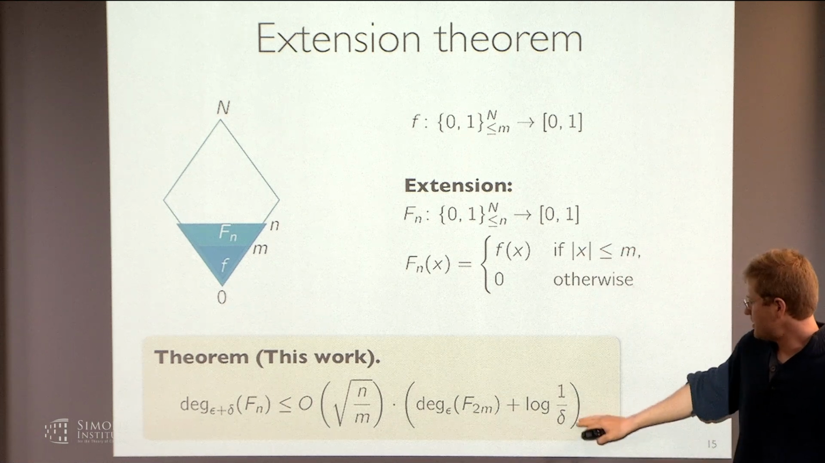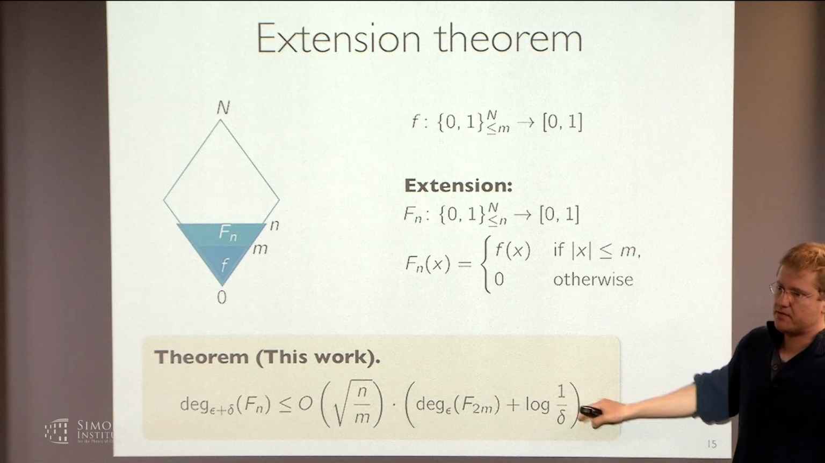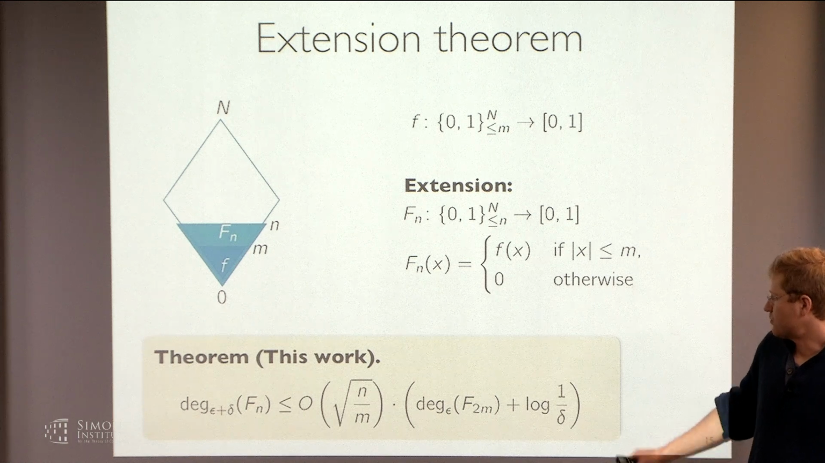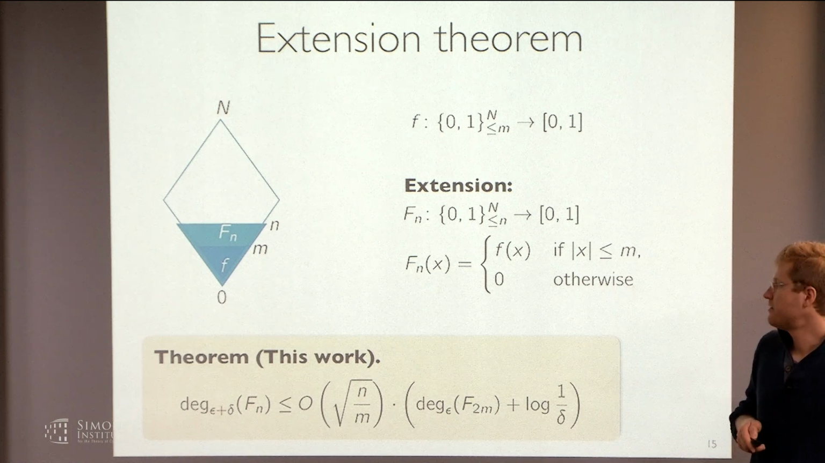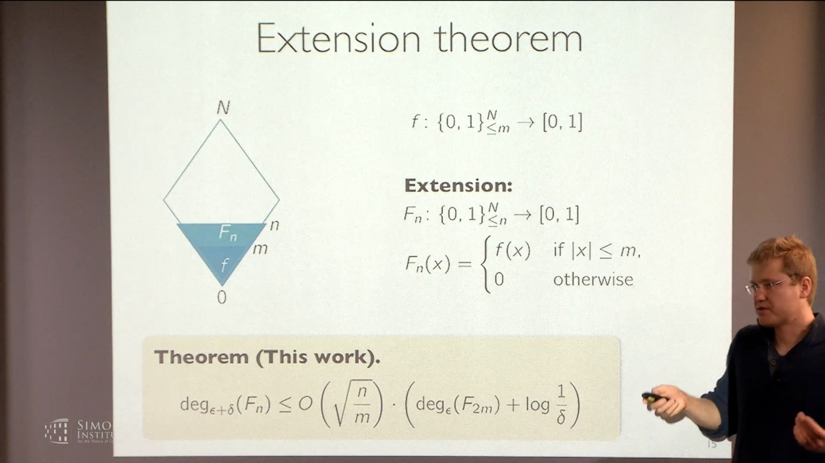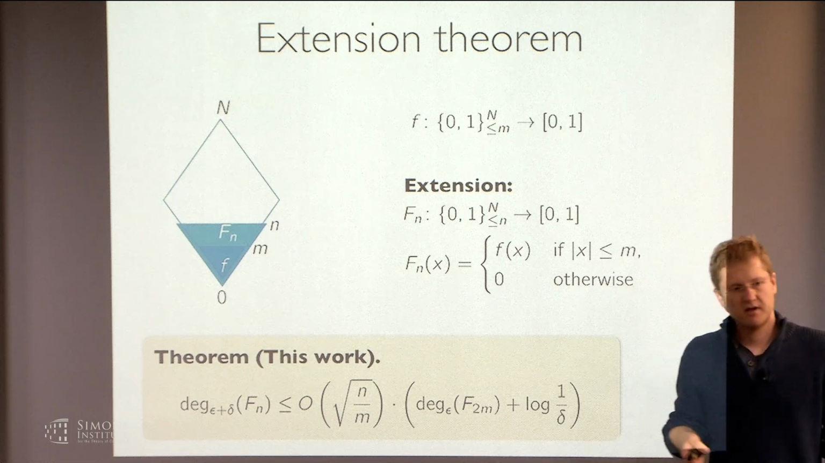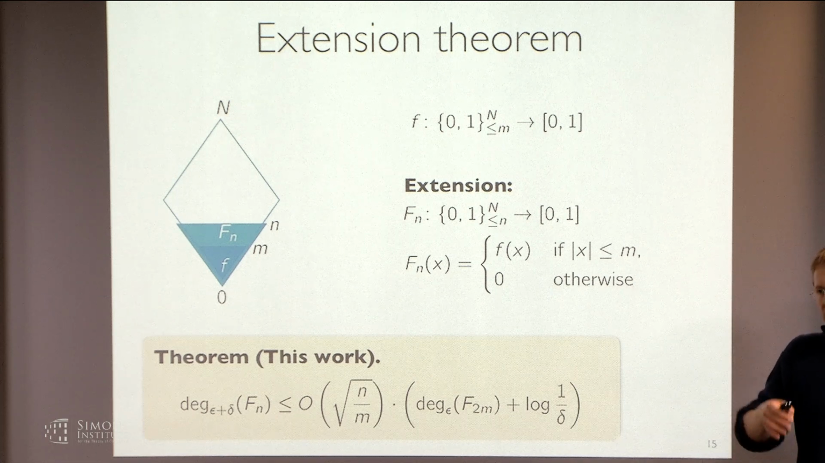And there's this additive error term. And the theorem is tight with respect to all parameters. Okay, so a general purpose primitive that will be used in, I think, all of the proofs.